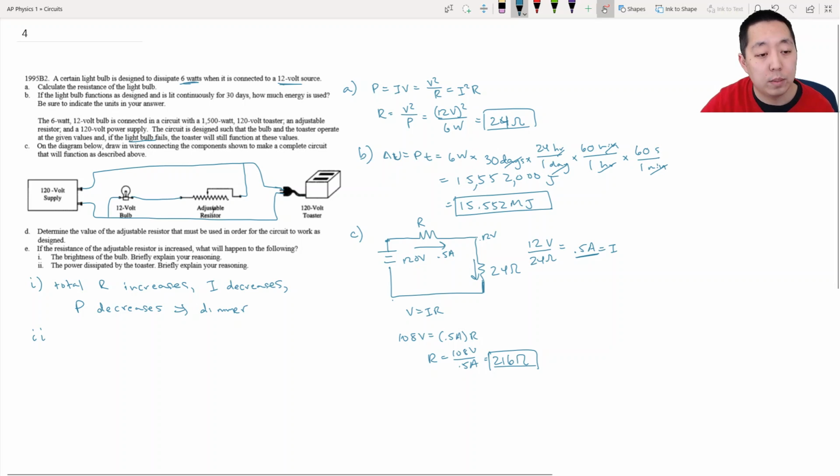How about the power dissipated by the toaster? The toaster won't change, because it will still have 120 volts across it. If I reduce the current here, it's not necessarily going to change the current there, because it just depends on what the toaster is doing separately. So yeah.